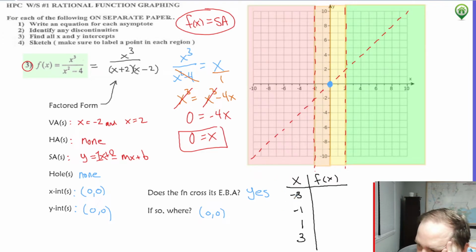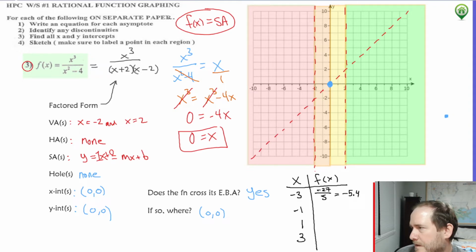Okay, so plugging in -3. The best place to plug these in, I would say, is probably the factored form. And so plugging into the factored form, -3 cubed is giving me -27. The denominator is giving me what? -1 times -5, so +5. So this is -5.4, because it's 5 2/5, so 5.4. Okay, great. Lovely. Is that helpful?